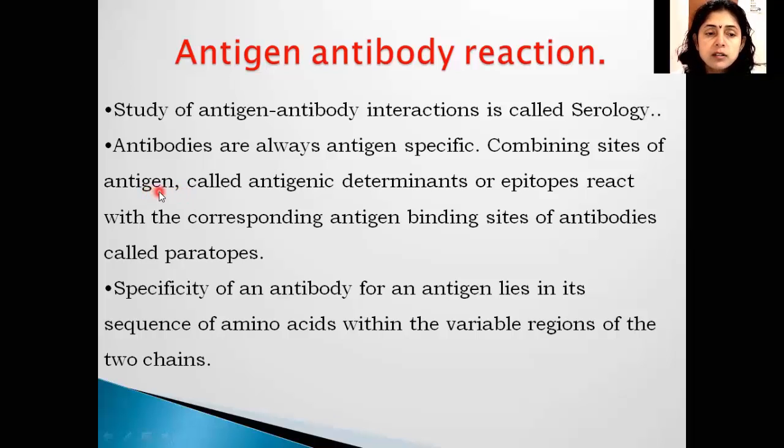The antigen having the epitopes, antibodies is having the paratopes, and they bind to each other in such a way that is lock and key pattern. Specificity of an antibody for an antigen lies in its sequence of amino acid within the variable region of the tool chain.